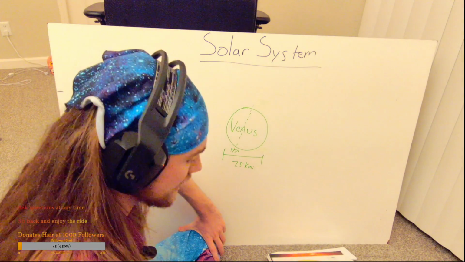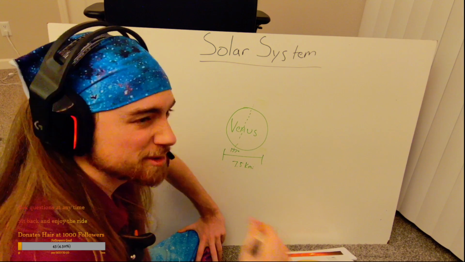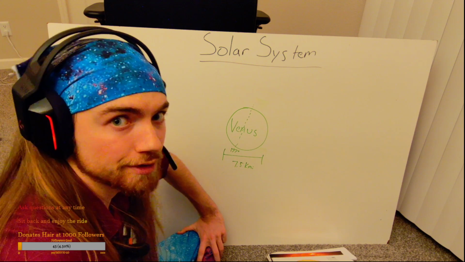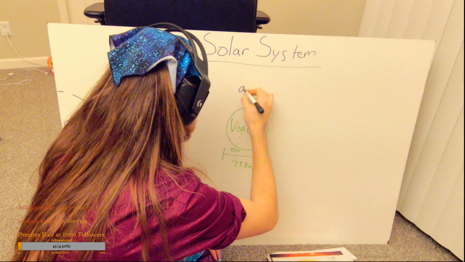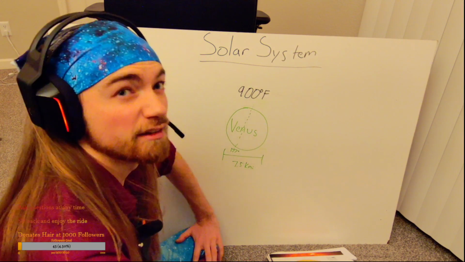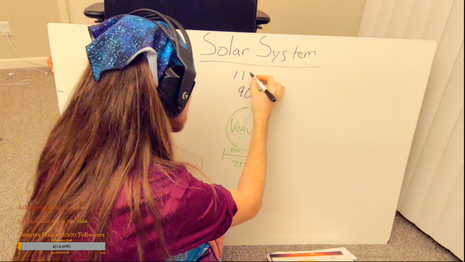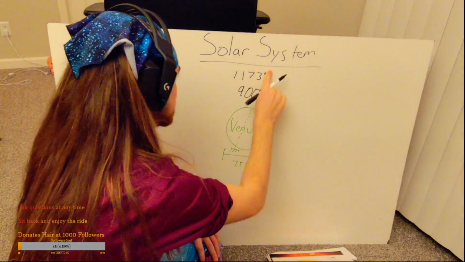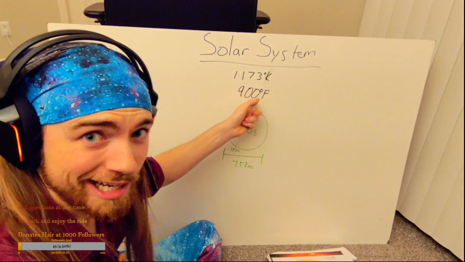Venus is famous for being extremely hot. So on Mercury, the temperatures range between about minus 270 up to 800 degrees Fahrenheit, whereas Venus sits around a nice, clean 900 degrees Fahrenheit. Or if you want to see it in Kelvin, because some of you might, because I love it, 1173 Kelvin. There we go. Really hot.